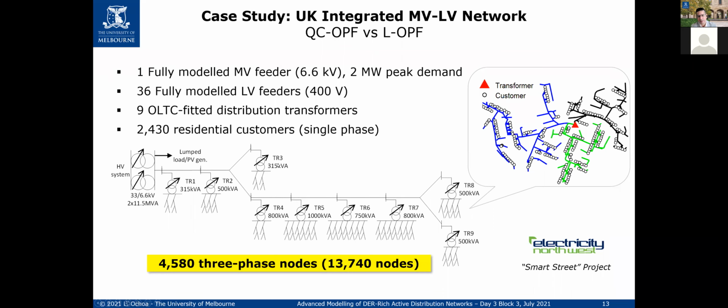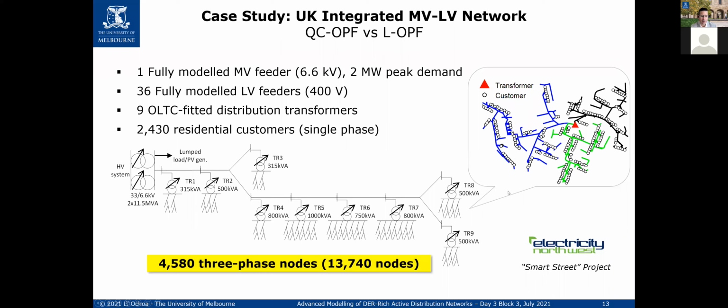So just to experiment with mixed integer formulation, as well as the distribution transformers. This is not common, right? All of the changer technologies in the low voltage is not common, but we're exploring it here. And in total, we have more than 2,400 residential customers that are single phase connected. So it's a pretty large network.